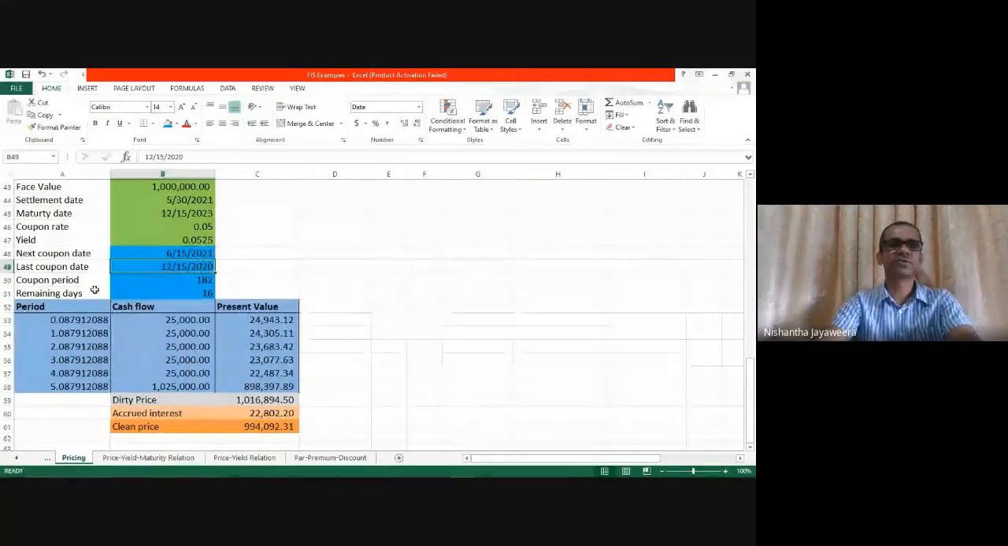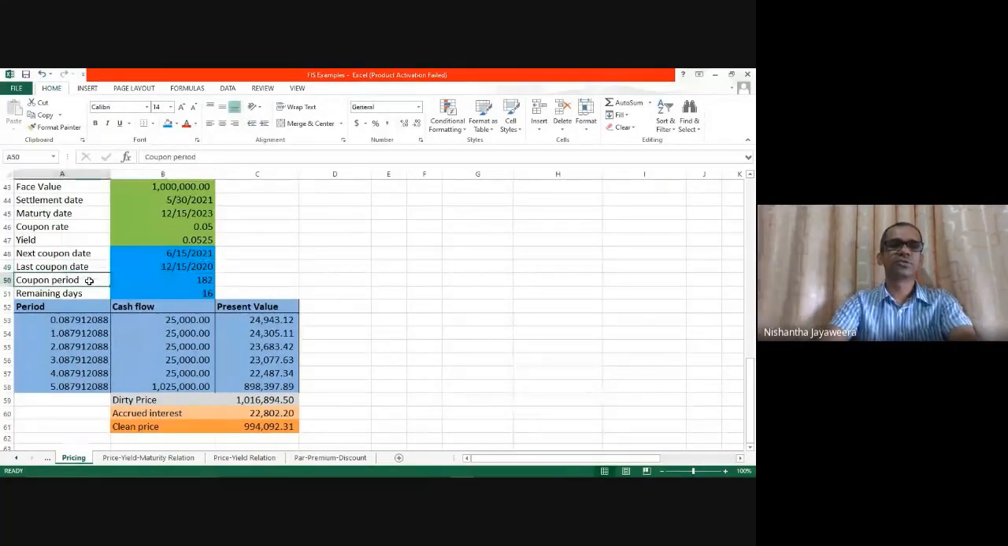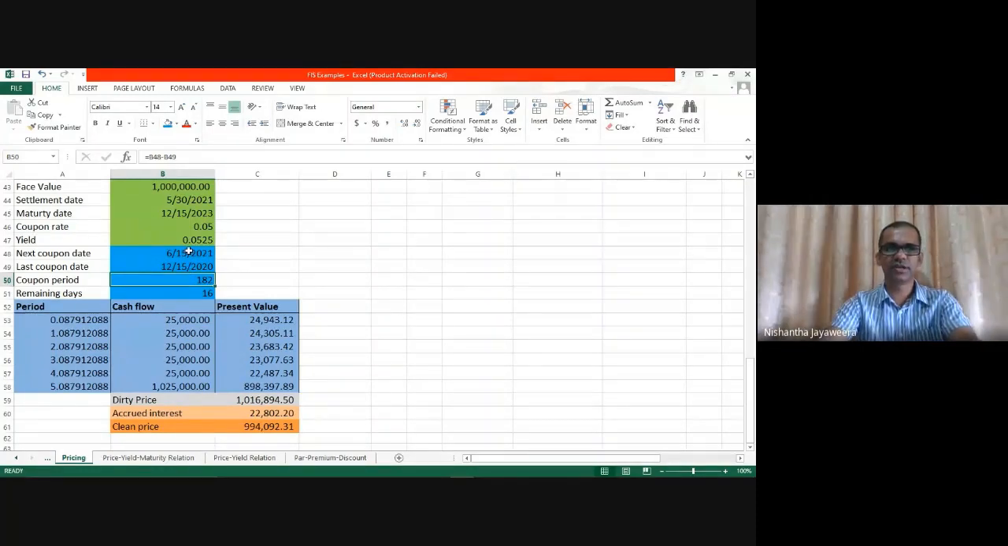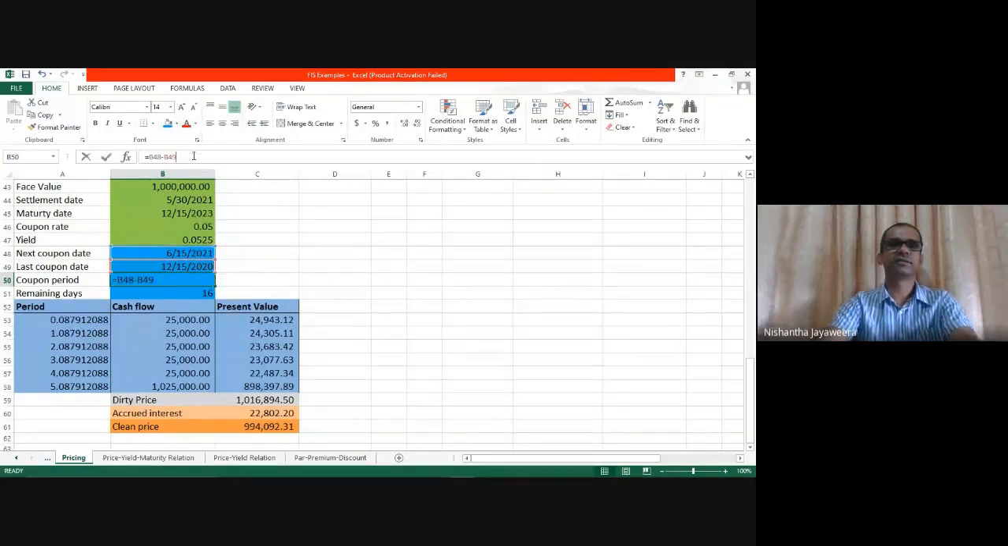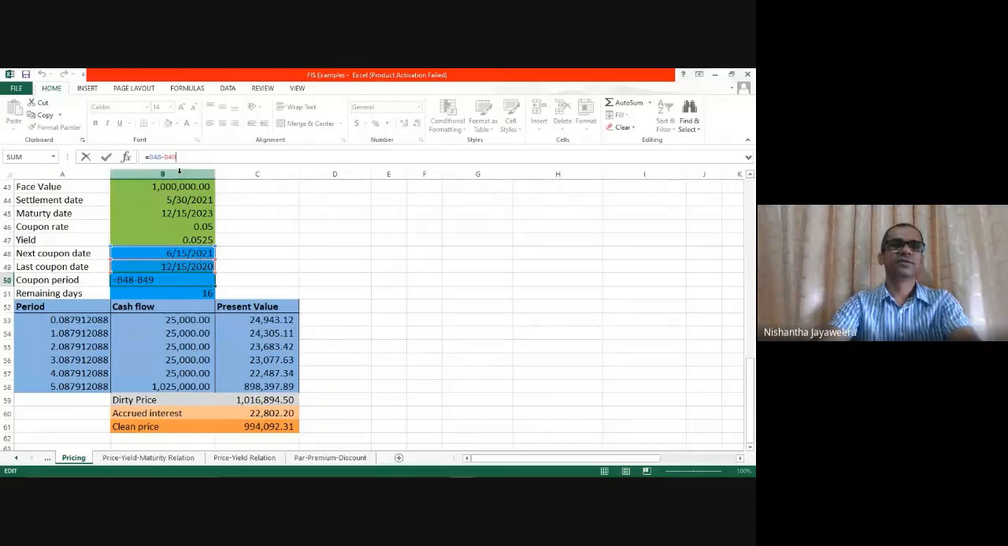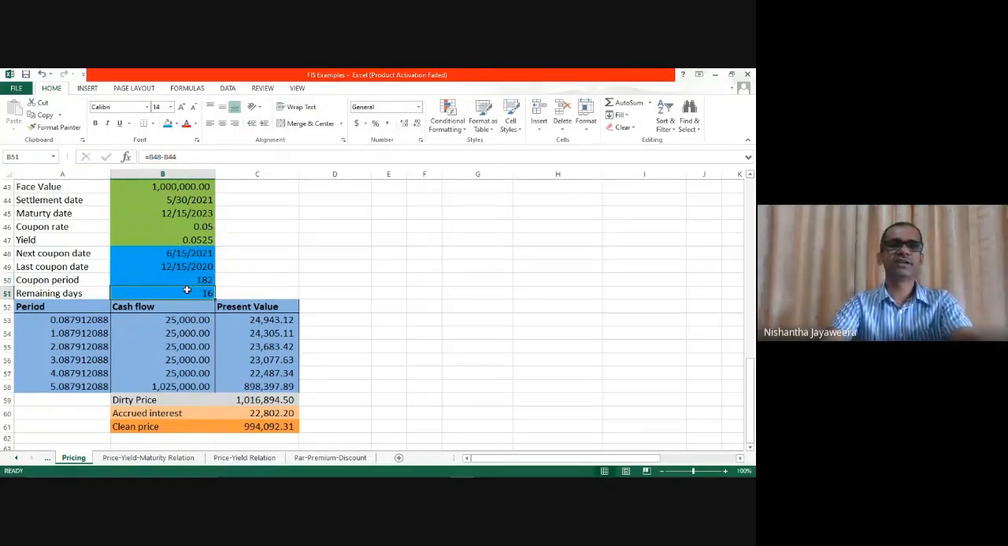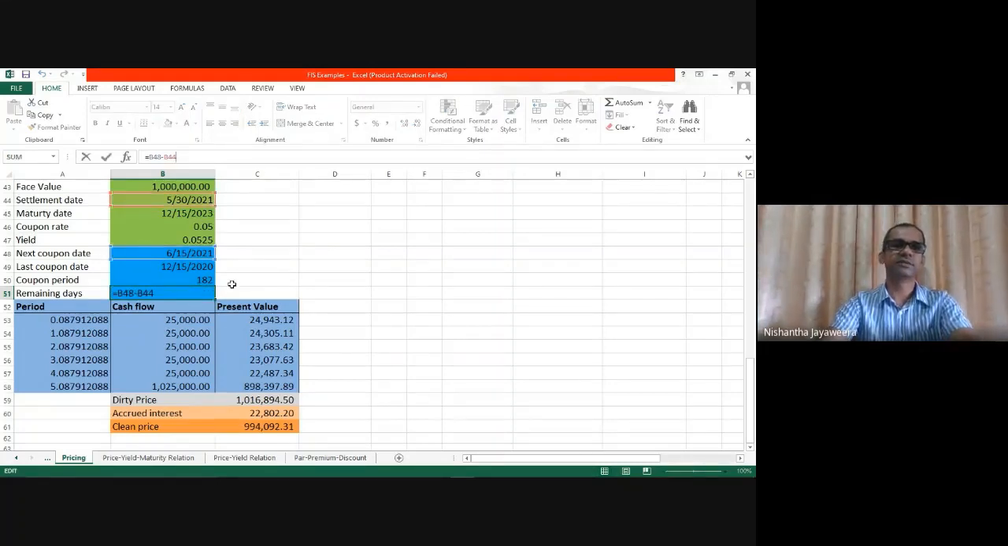So then the question is the coupon period, the number of days in the coupon period. What do you do? You subtract the last coupon date from the next coupon date. That's what it is here, B48 minus B49, next coupon date minus last coupon date. So you get 182. The remaining days, again, same thing: next coupon date minus the settlement date.